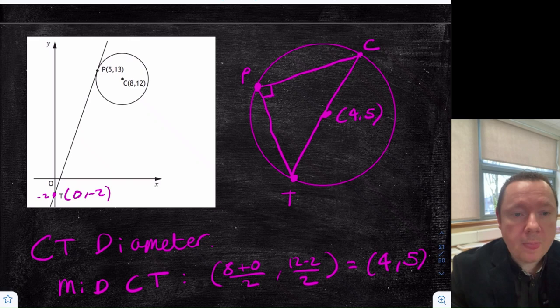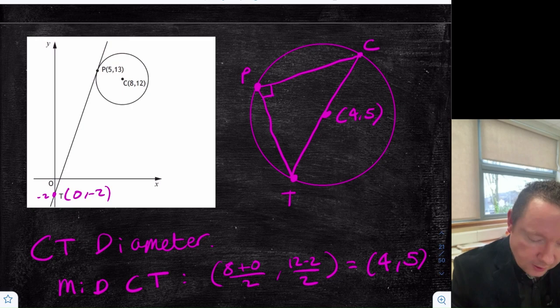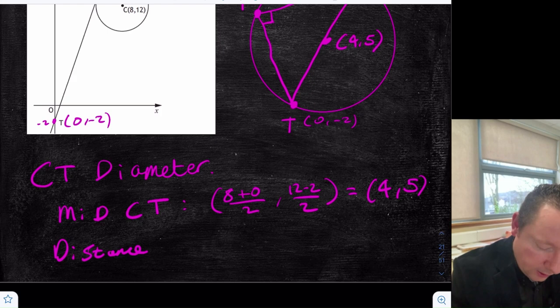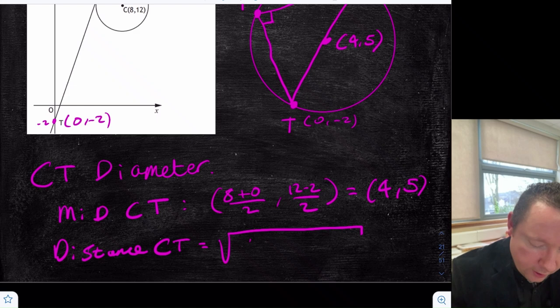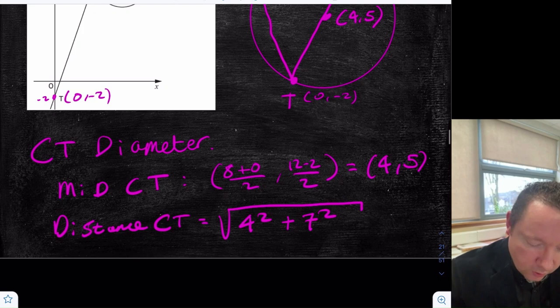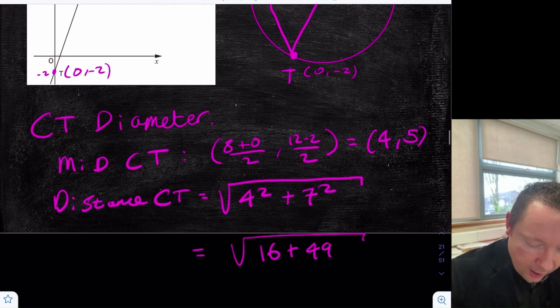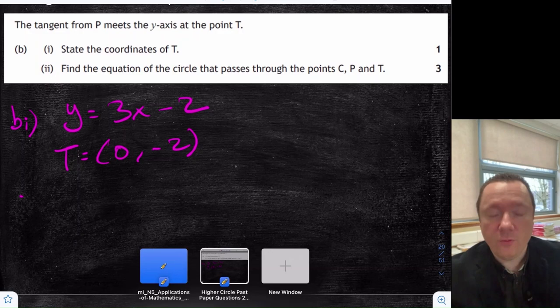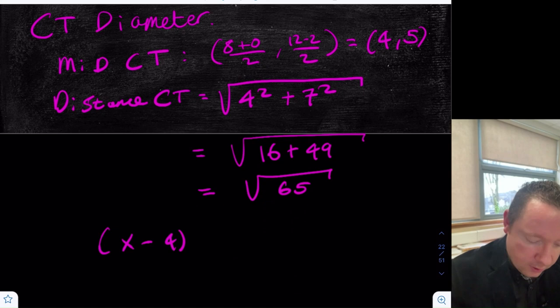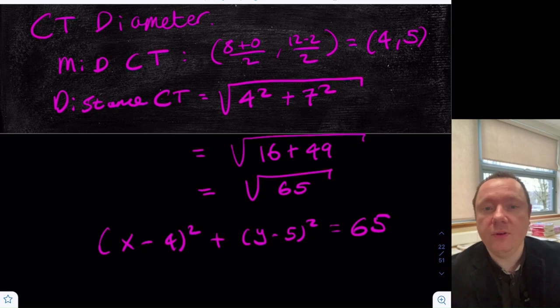Now we need to know the radius, so we can do the distance between C and T. Remember, T is (0, -2). So the distance from C to T equals the square root of (4 - 0)², which is 4 squared, and then (5 - -2)², which is 7 squared. So it's 16 plus 49. That is the square root of 65. And therefore, the equation of a circle that goes through these points is simply (x - 4)² + (y - 5)² = 65, root 65 squared. And we're done there.